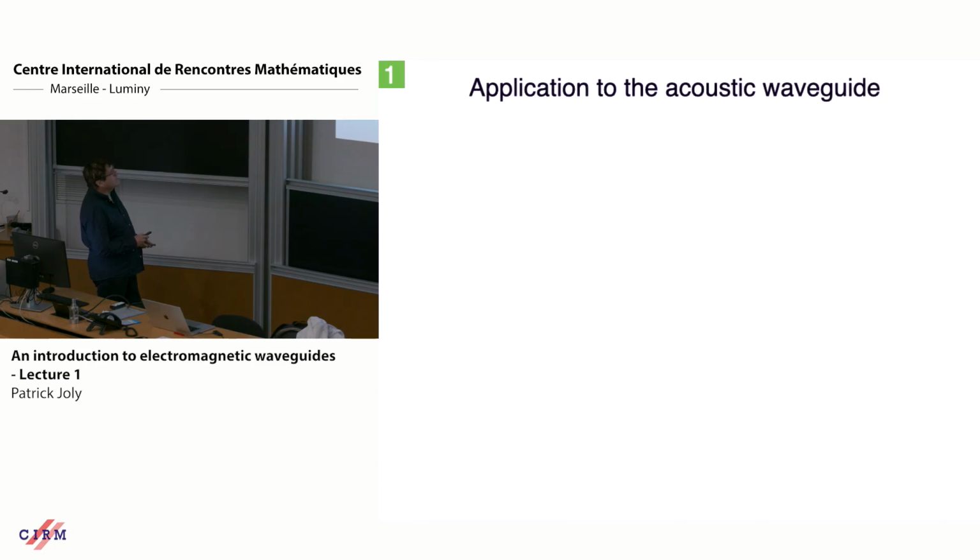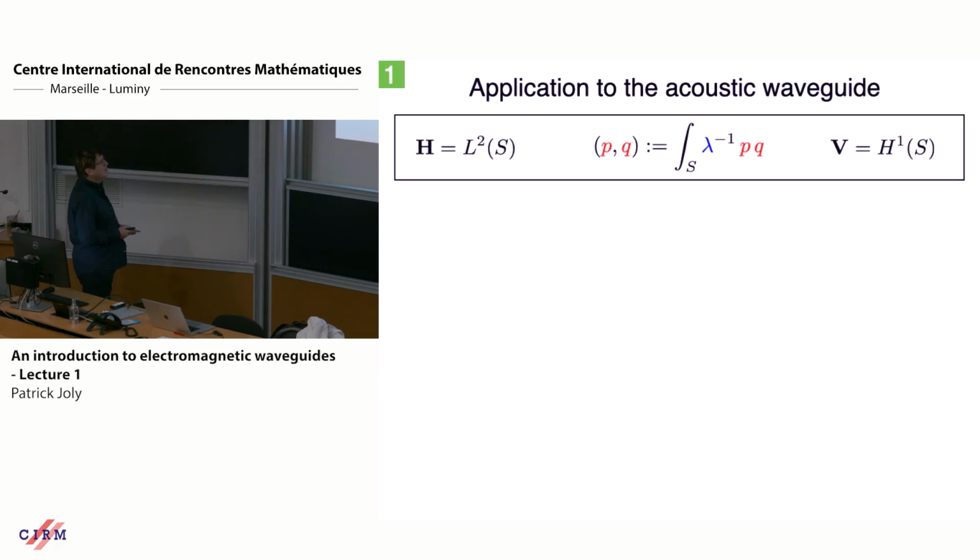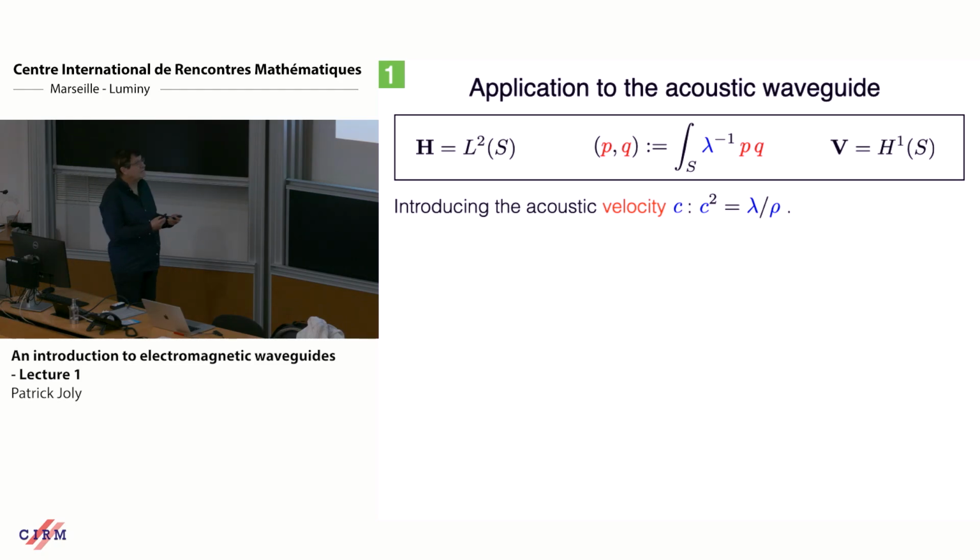So as I said, the application to acoustic waveguide. For acoustic waveguides, a good framework is L2 of S of the cross-section. You have to work with a weighted inner product, so lambda is the Lamé's coefficient here. And also, you see, if I introduce the acoustic velocity, so there is a density of the fluid, the acoustic velocity is given by this formula.